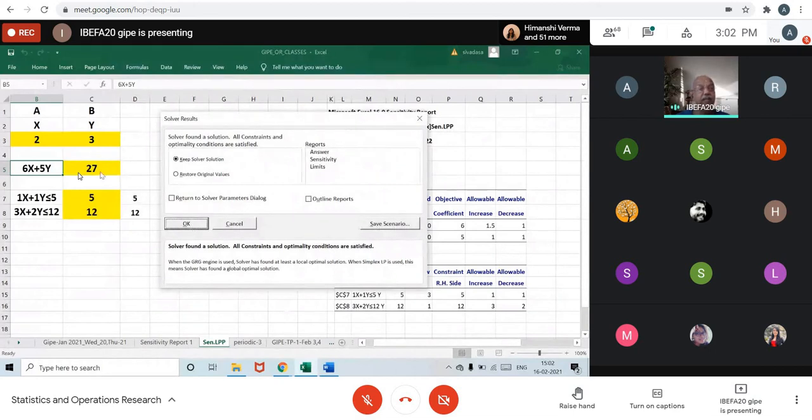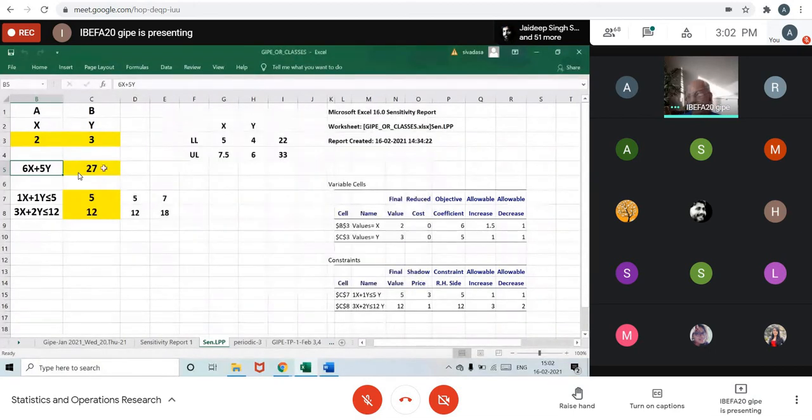Okay. So this was my earlier answer, 27. Are you listening? Yes, sir. Now let us see, shadow price of the first constraint is 3. This means if I change the right hand side of the first constraint by 1 unit, my profit will increase by 3. I got it, sir.